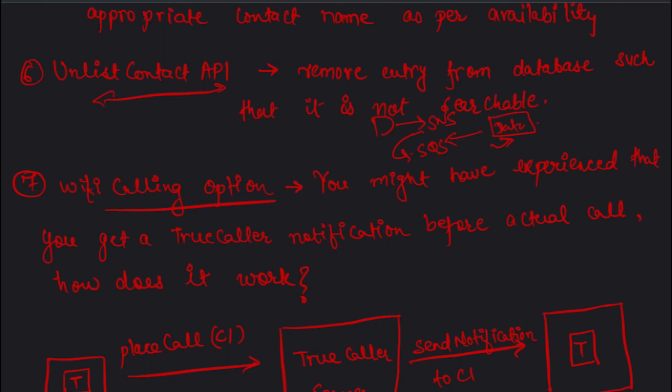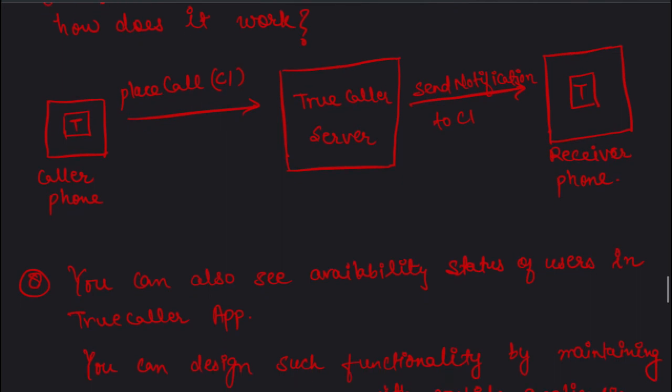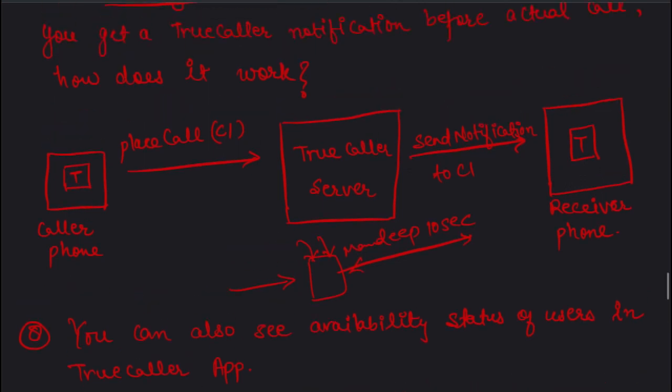Now Wi-Fi calling option. We mentioned in our functional requirements that we will discuss this functionality at the end of the video. So let's discuss that. First of all, what it means. You might have observed in some cases that whenever you get an incoming call, you get a notification beforehand. You haven't got the call yet, but you got a notification that you will get a call from this particular number. Mandeep is calling you in 10 seconds, right?